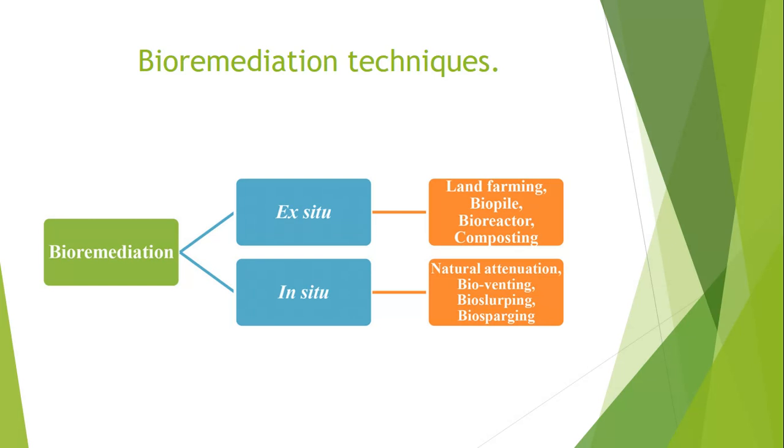First, ex situ. It's about land farming, biopiles, bioreactors, and composting. Second is in situ. It's about natural attenuation, bioventing, bioslurping, and biosparging.